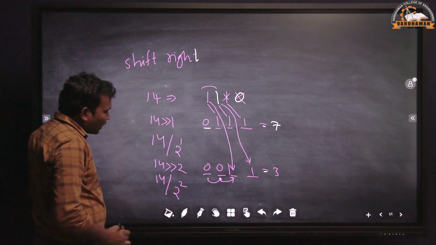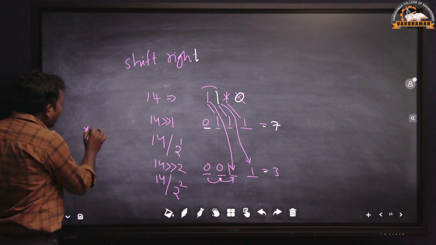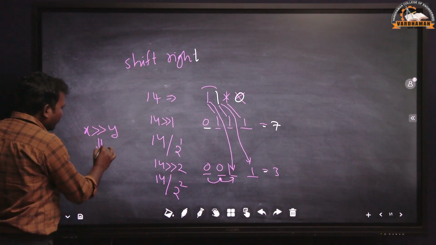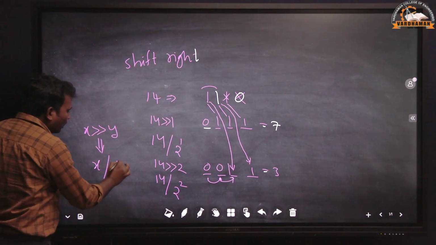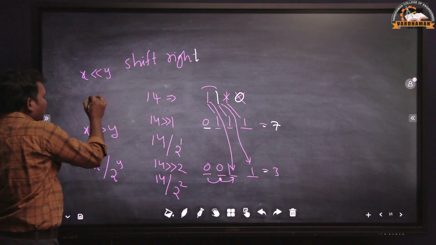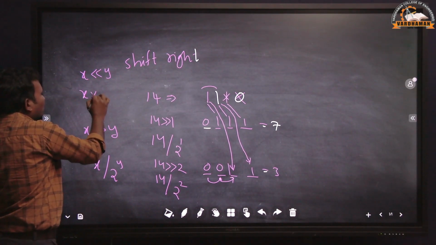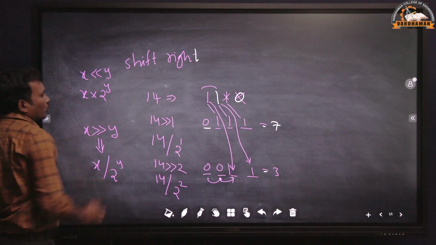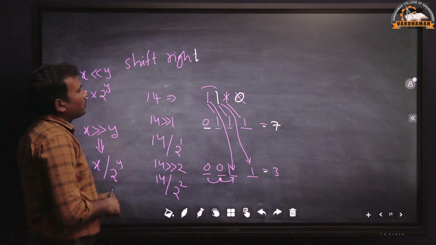Now what is the conclusion we can draw? When you are right shifting x by y times, it is the same as x by 2 power y. What about left shift? Again, x left shift y times means x into 2 power y. This is the left shift operation.